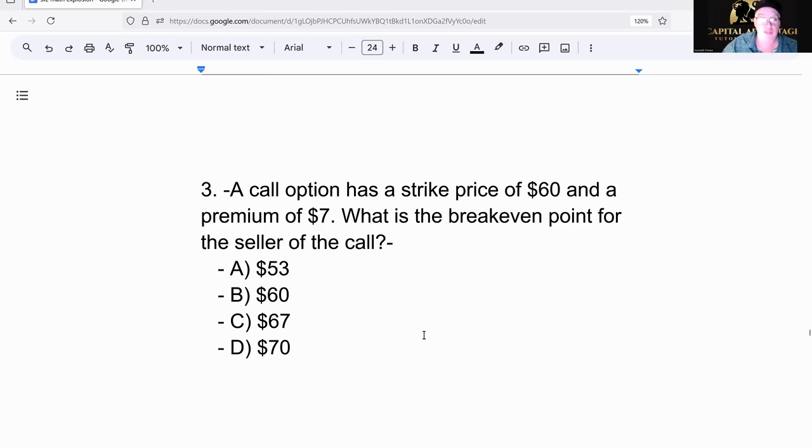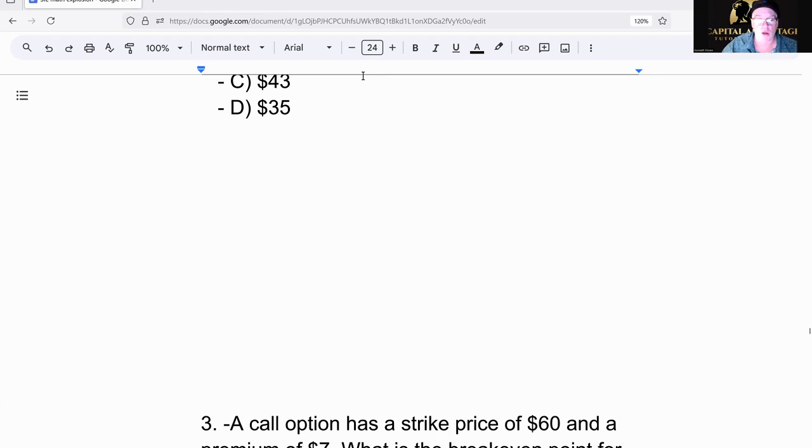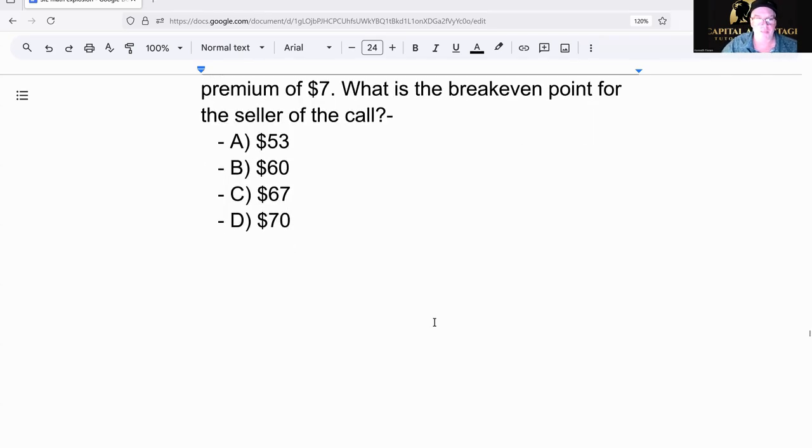A call option has a strike of 60, a premium of 7. 60 plus 7. Boom. Doesn't matter if it's buy or sell. I don't care about buy or sell. They're saying sell, buy. Does not matter to me at all. When it's by itself, it's just always strike plus or minus premium. If it's a call, it's strike plus. If it's a put, it's strike minus. Slow me down if you can't keep up.